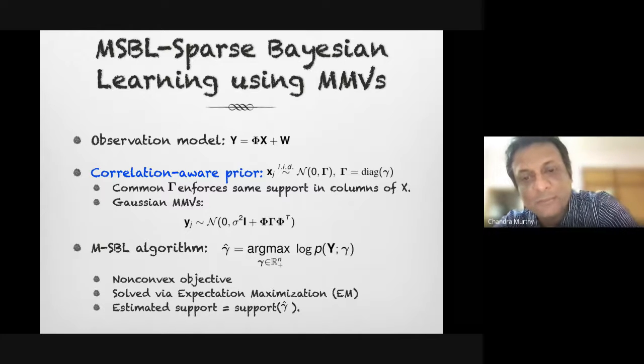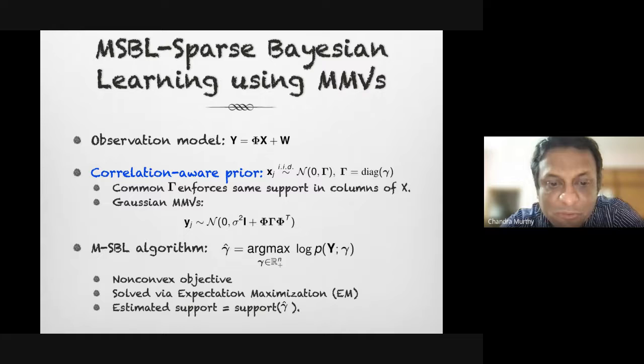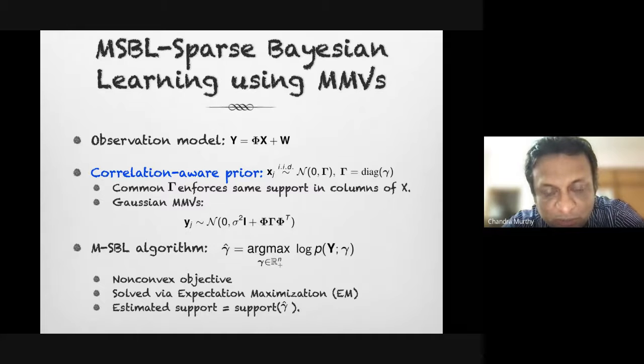And so once you've specified the prior, you can crank through the wheels of developing an expectation maximization based solution to the ML estimation problem, which is exactly the same as before. Gamma hat is the argument that maximizes log p of y given gamma, except that now y is a matrix. Earlier y was a vector, now it's a matrix because you have L observations or L vectors that you've observed, and you try to estimate a common gamma using those L observations. This is still a non-convex objective. You can solve it by the expectation maximization approach that we discussed previously.